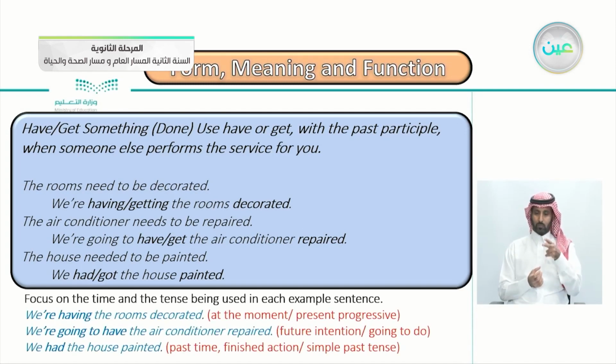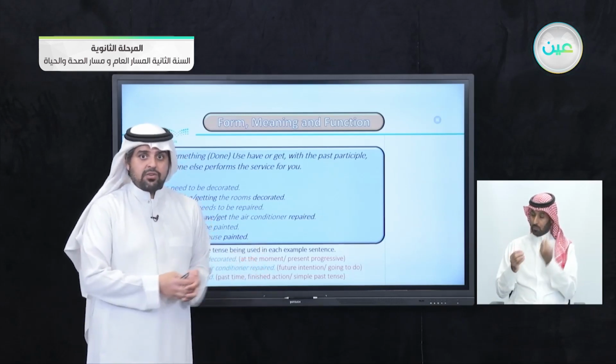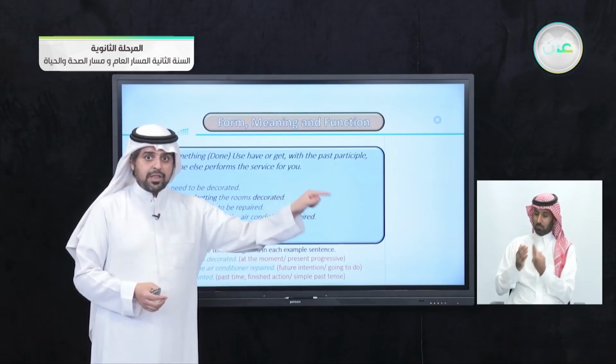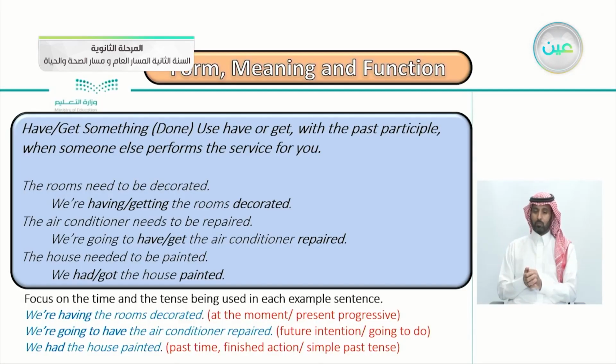Focus on the time and the tense being used in each example sentence. The sentences here, focus on the time and the tense. We're having the rooms decorated. The first example, we're having the rooms decorated. At the moment, we're talking about now. Now we're having the rooms decorated. Someone is now at the room decorating it. So we're using the present progressive.